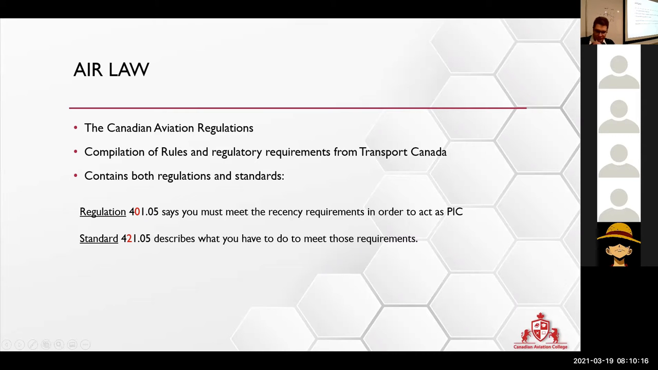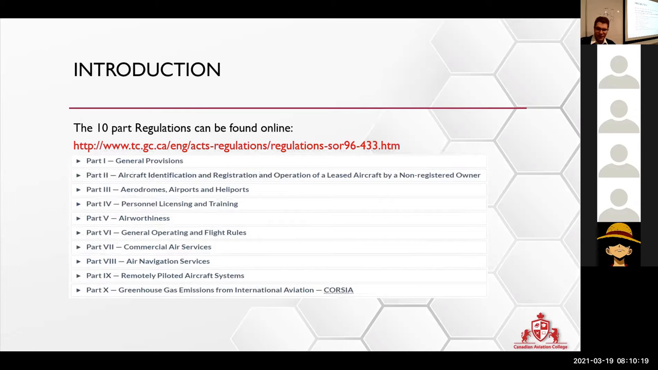But I will just show you this. You have about 10 part regulations, and everything can be found online for free, of course. If you're talking about part 1, 2, 3, 4, so 4, personal licensing and training, we as a school operate under part 4. Other companies may operate under part 7, I think, commercial air services. If you're operating a drone, you may be under part IX, whatever IX means. But that's how it's being divided. Good.